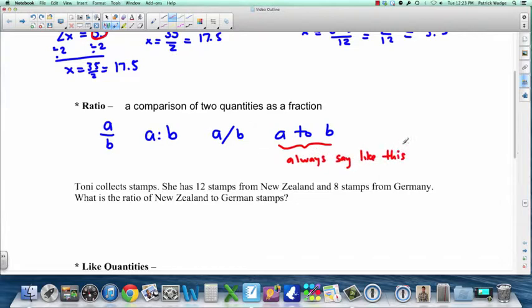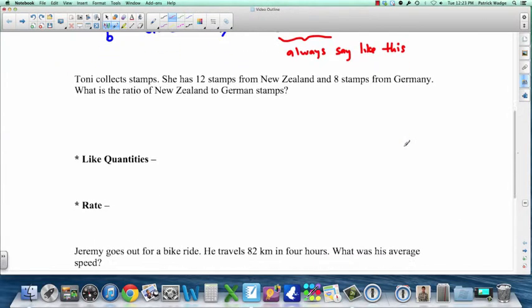I told you we're starting easy. This is truly grade 8 work, this next question. Tony collects stamps. She has 12 stamps from New Zealand and 8 stamps from Germany. What's the ratio of New Zealand to German stamps? Okay, New Zealand stamps. She has 12 stamps from New Zealand, so it's 12 stamps. And I'll do it like a fraction. To German stamps, well, there's 8 from Germany, so it's 12 stamps to 8 stamps.